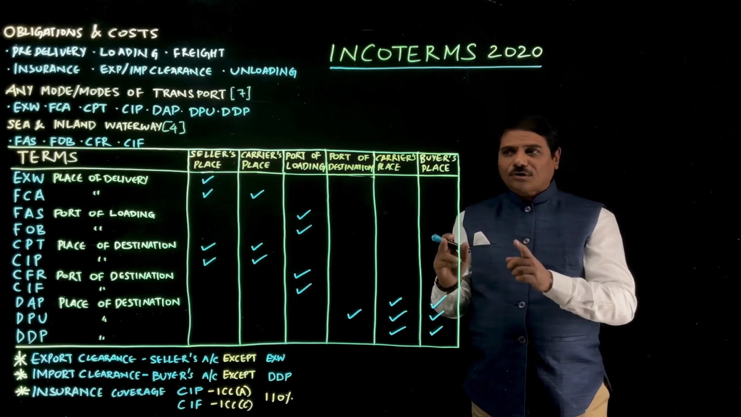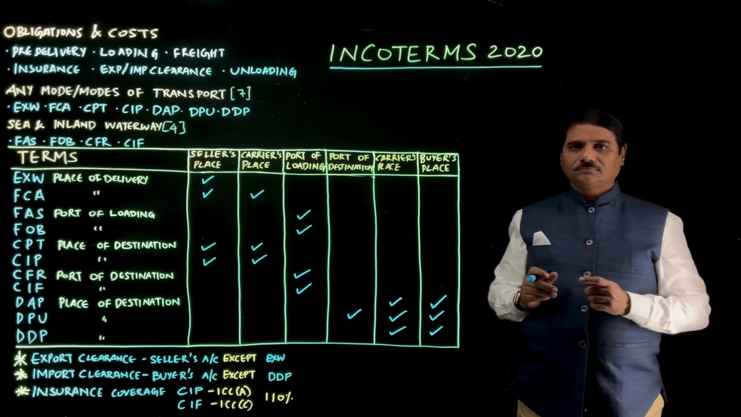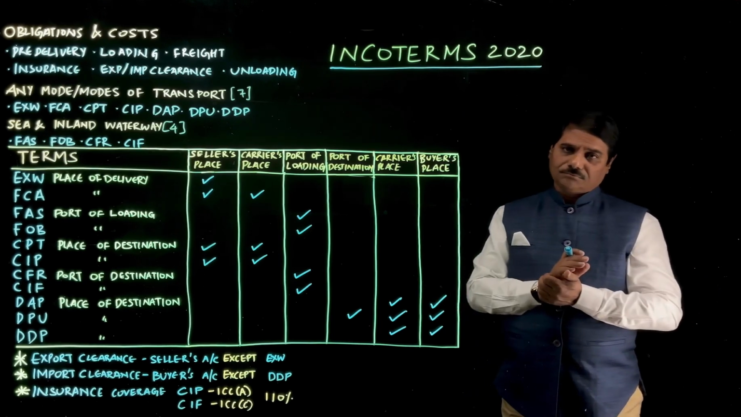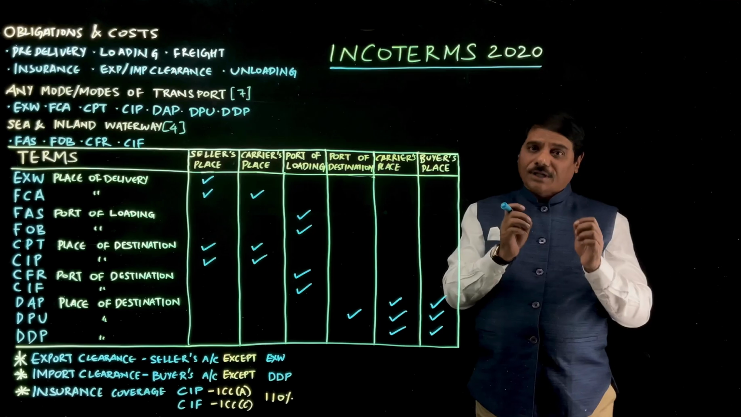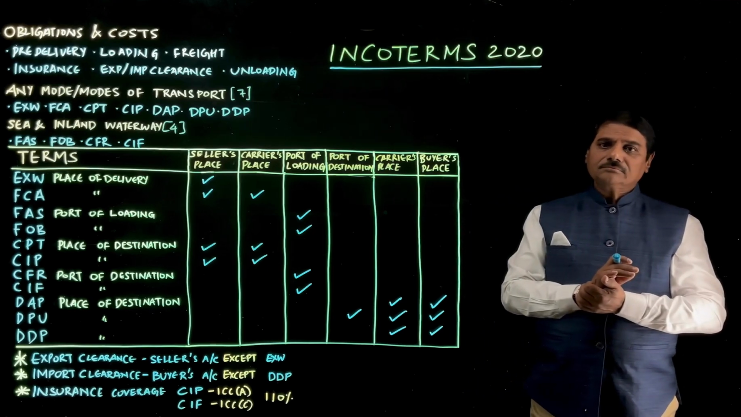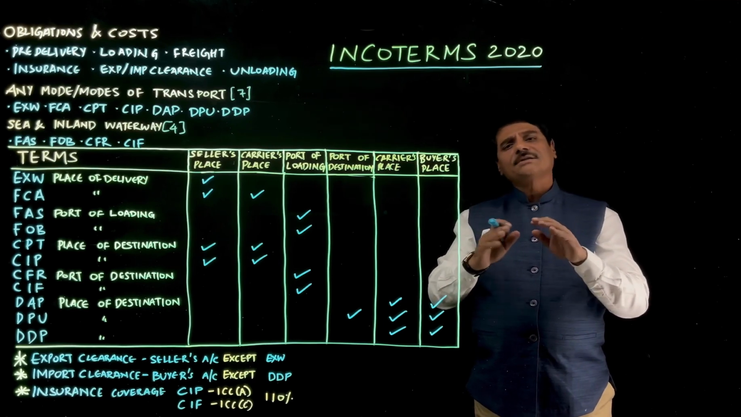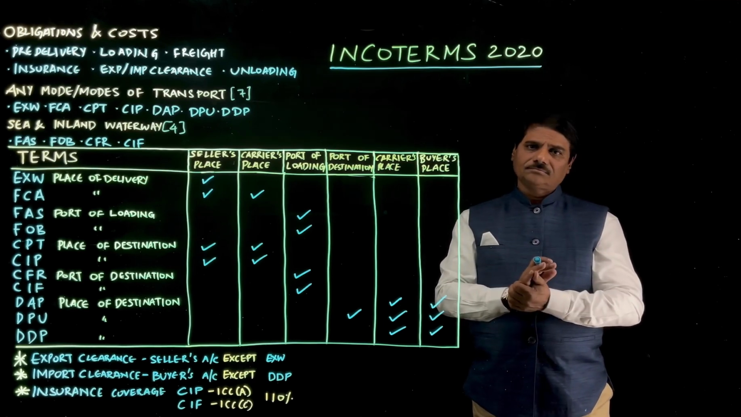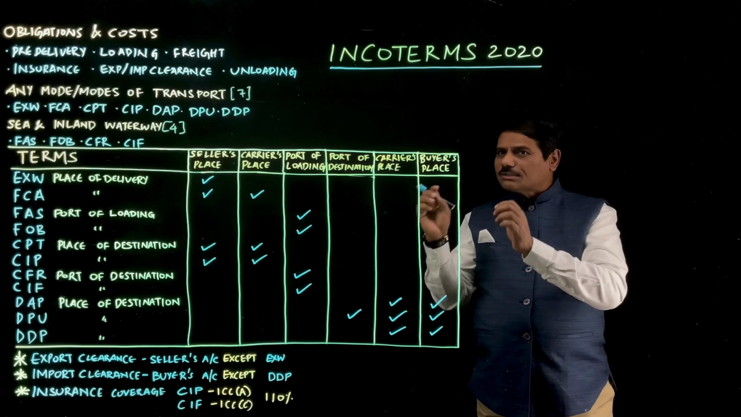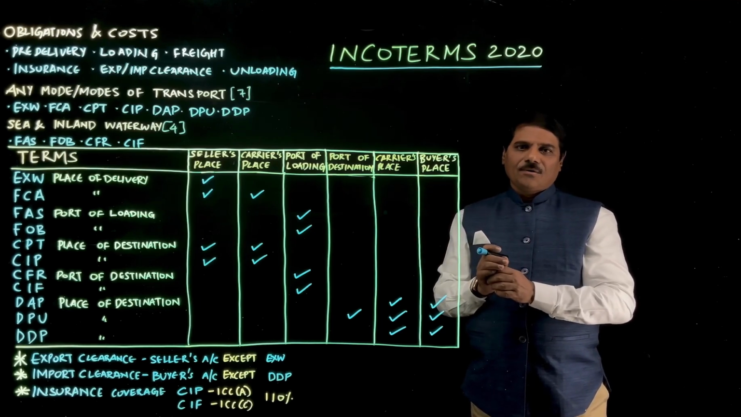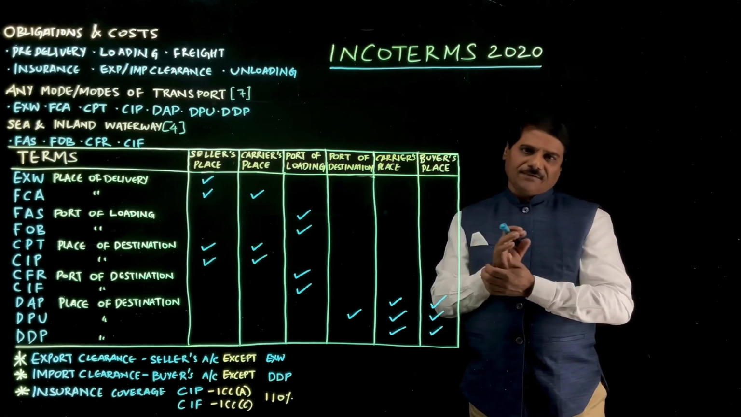Incoterms talks about the transfer of the risk, but not transfer of the title to the goods. It is not the transfer of the ownership. Transfer of the title of the goods is governed by some other laws. So it talks about risk, transfer of risk. What is the place of delivery?